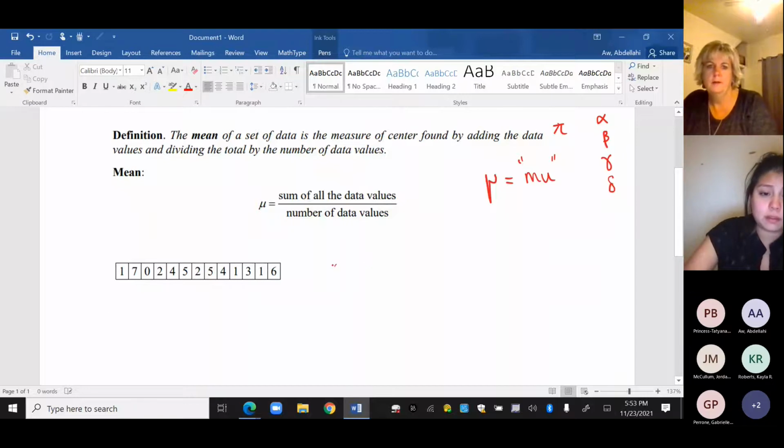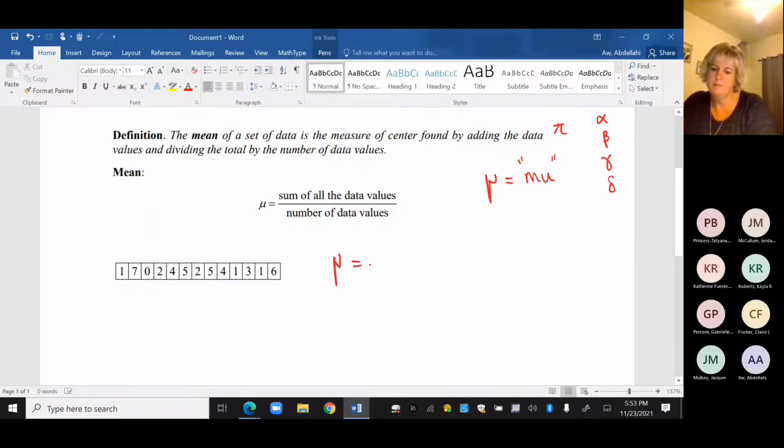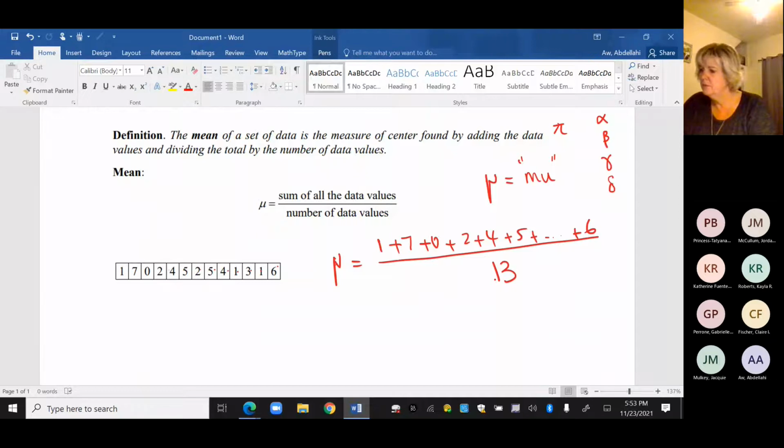So how do we do the mean here? I'm just going to avoid over-explaining, because you just add them up: 1 plus 7 plus 0 plus 2 plus 4 plus 5 and everything, plus 6, all divided by how many of them? 1, 2, 3, 4, 5, 6, 7, 8, 9, 10, 11, 12, 13, divided by 13, right? And what you have to do next is just take my calculator, avoid mistakes, and that's going to be it. Okay, that is the mean right here.